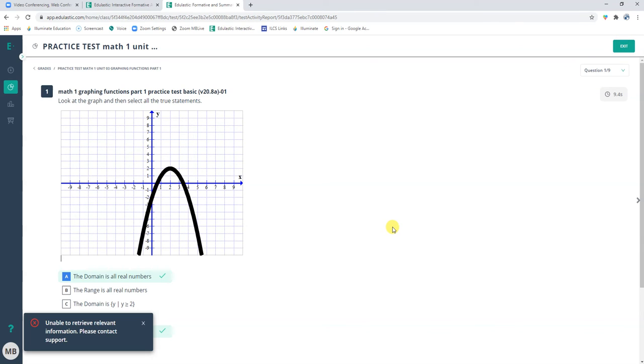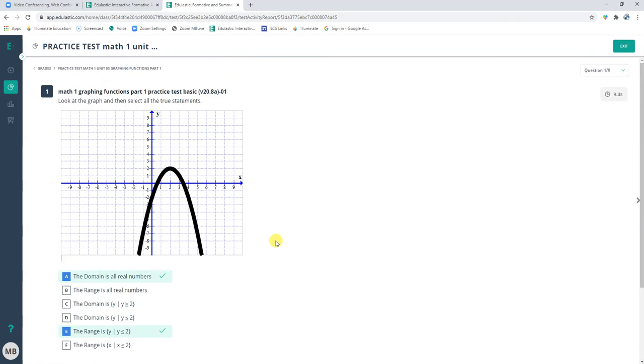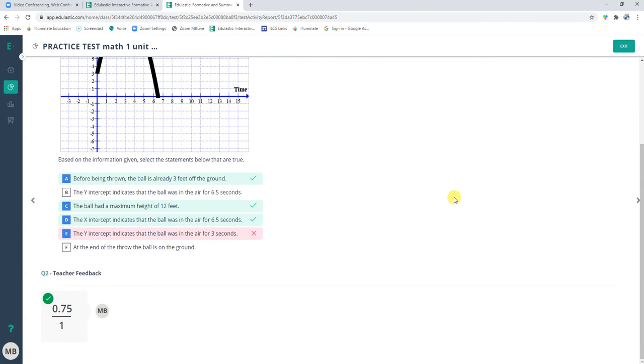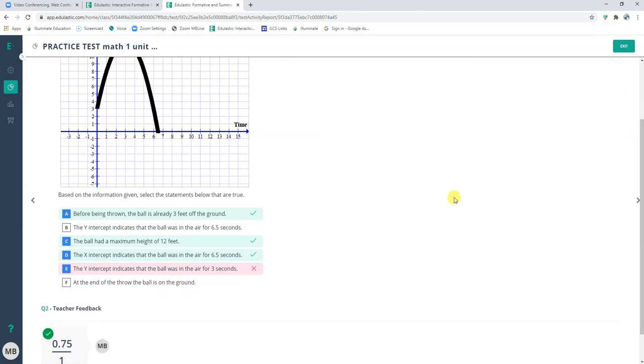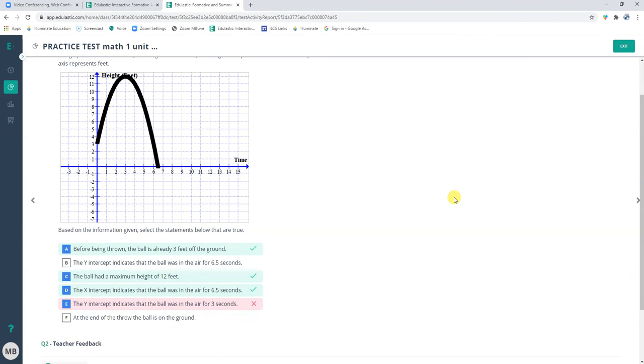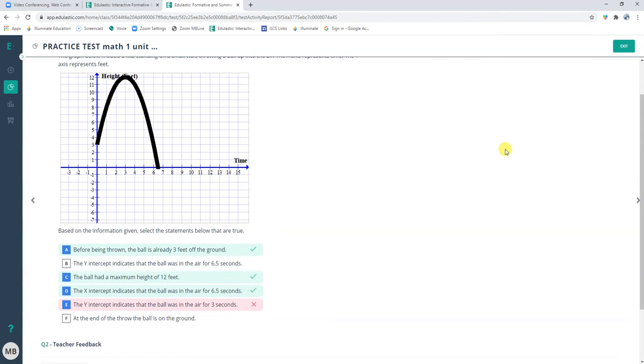And this thing, once again, it can't handle one of those questions. We got that one right. Did I mess up? Did I mark that? I'll have to watch the video. The y-intercept indicates that the ball was in the air for 3 seconds. That doesn't. I must have marked that by accident. I can go back and watch the video.